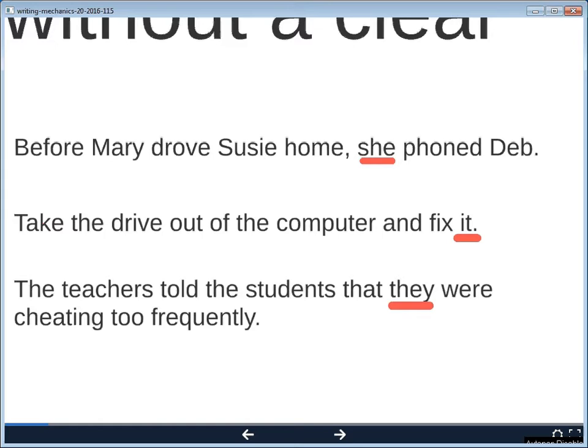You could also rewrite or restructure these sentences to avoid that problem of the vague pronoun reference. So watch carefully, especially when using pronouns like it, especially at the end of a sentence, like in the second example. What does it refer to?